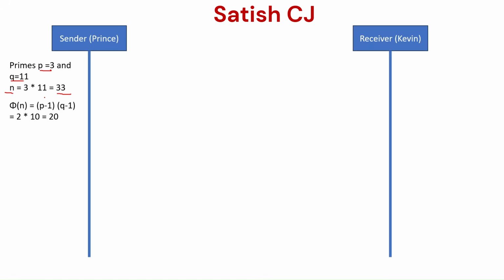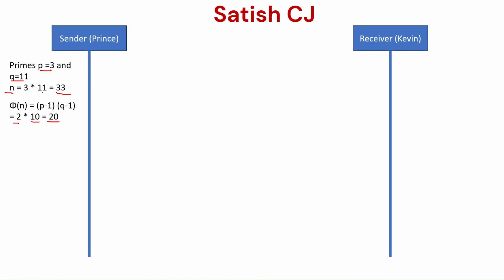So phi of n is computed as phi of P into phi of Q. Phi of a prime number is the prime number minus 1. So P minus 1 into Q minus 1. Phi of Q is a prime number, so we compute that as Q minus 1. So what is P minus 1? That is 3 minus 1, 2. What is Q minus 1? That is 11 minus 1, 10. So phi of n is computed as 20.